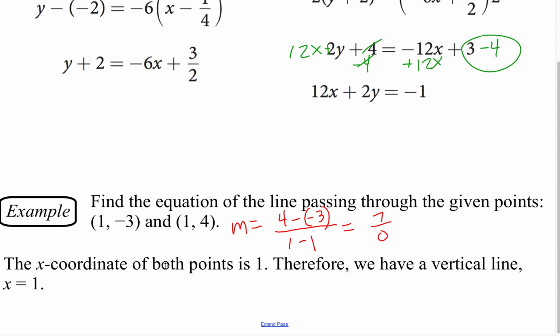So it says the x-coordinate of both points is 1. We have a vertical line, and the equation is x equals 1. Now remember, you're going to have to remember what those vertical lines look like. Remember in a previous slide we said it's x equals c. Well, what is the x value? The x value is 1, so that's where this x equals 1 comes from. This has an undefined slope, so we know it goes up and down. Whatever your x-coordinate is what the equation is.